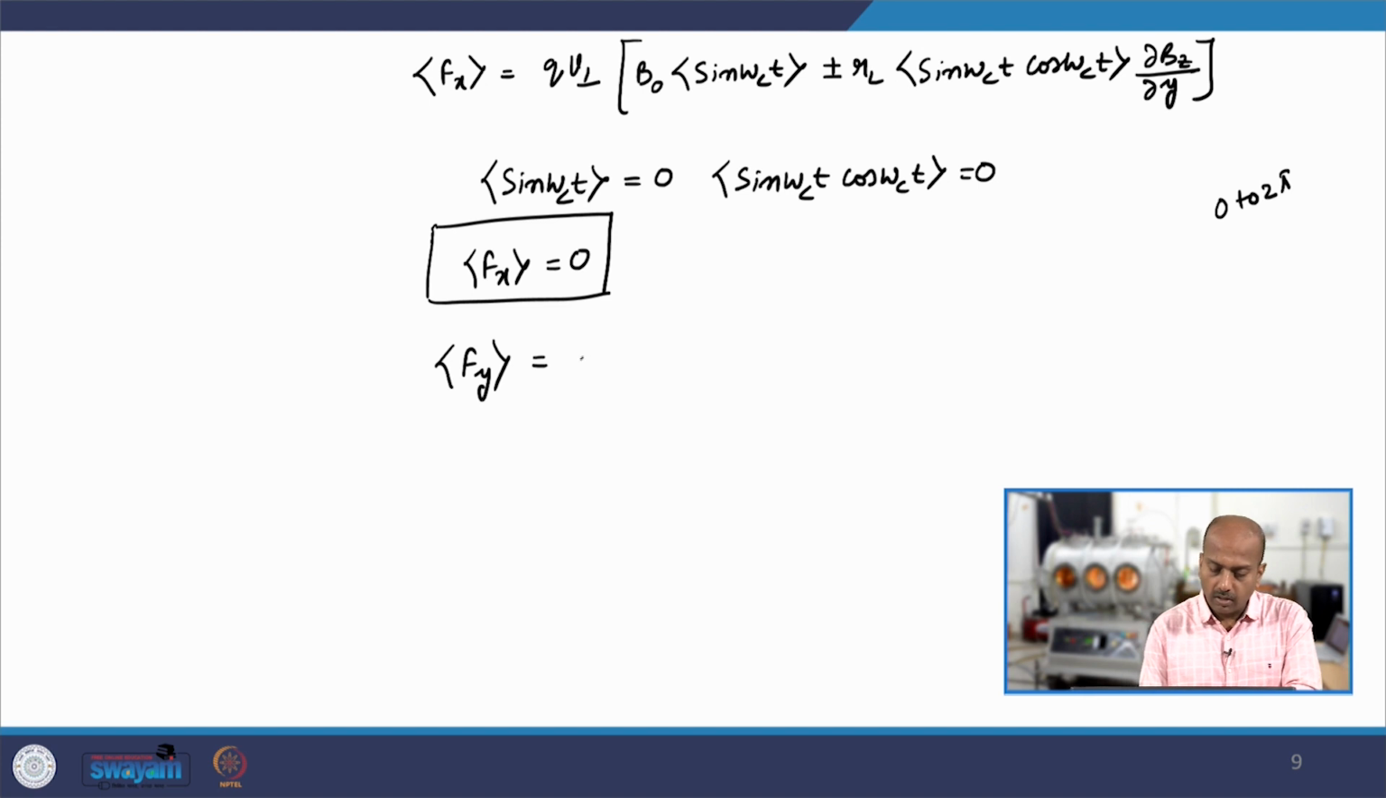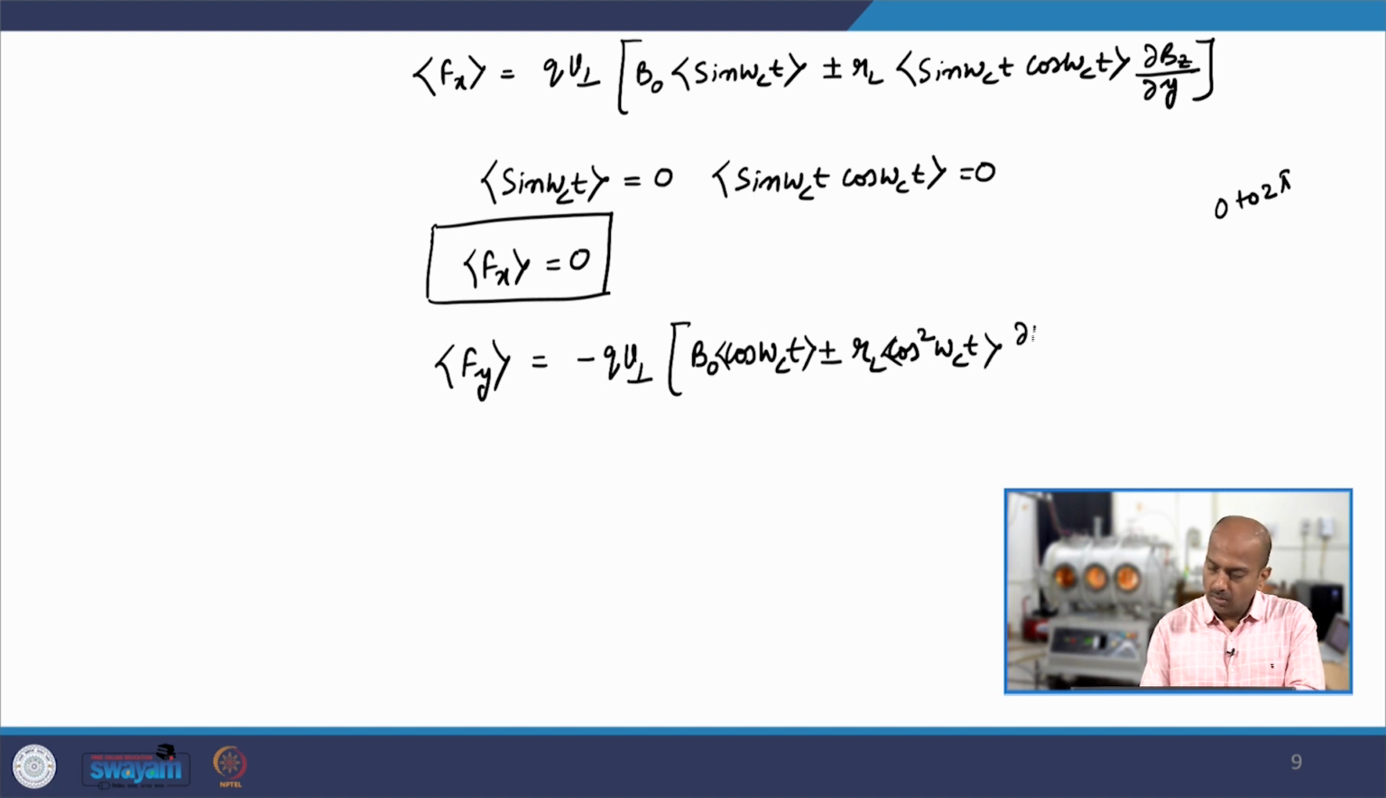Let us see the story with Fy. If we take the parameters that are outside the bracket into the bracket, we can be able to write q V perpendicular B naught cos omega ct plus minus RL cos square omega ct times dou Bz by dou y.